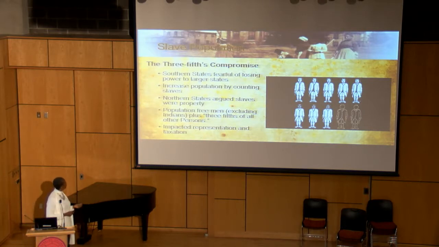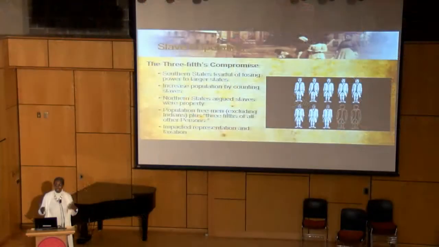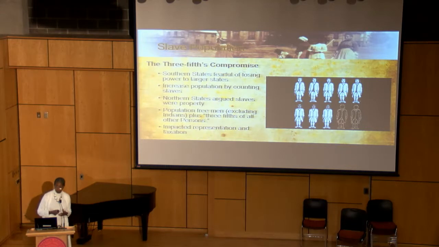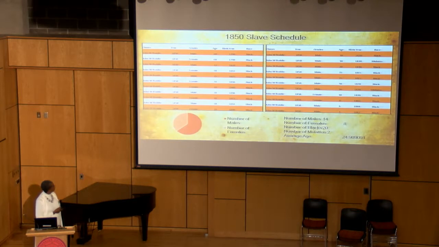So the southern states wanted more power, okay? So they wanted to count the slaves, but the northern states were arguing that they were property and they shouldn't be counted because they were going to lose power, okay? So they came up with this three-fifths compromise, and also the slave schedules were put in place to document the slaves. There were slave schedules in 1850 and 1860, okay? And so we have the information from the Bodie plantation. Let's look at that. This is the 1850 slave schedule, okay? Those of you who were here last year, you saw this information. What do we see?